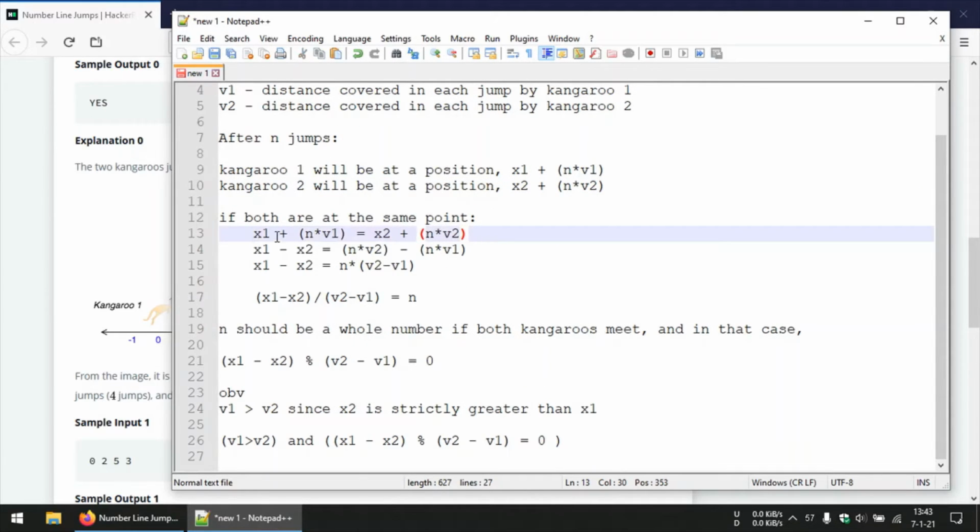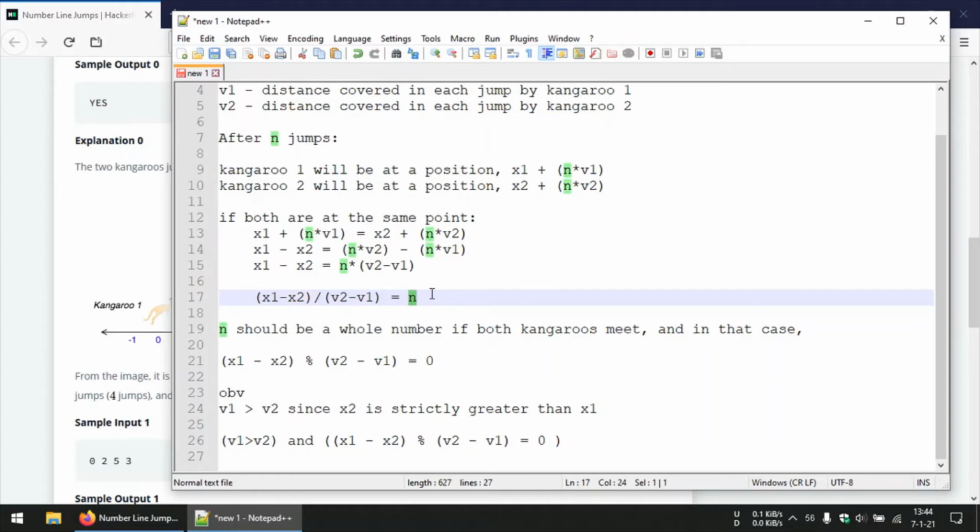To solve this, you subtract x2 from both sides of the equation, and we also subtract n times v1 from both sides to get this equation. And from here we can take n common from both these terms, so you'll get this equation: x1 minus x2 equals n times (v2 minus v1). Now we divide both sides of the equation by v2 minus v1, so that you will get this final equation.